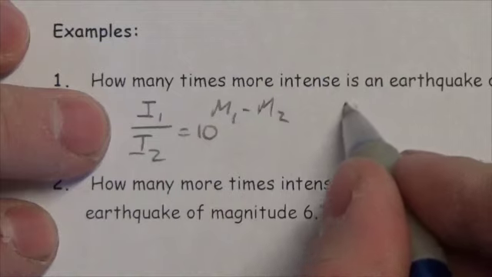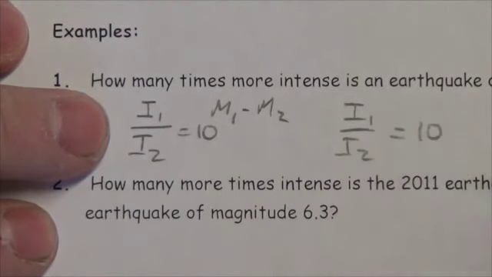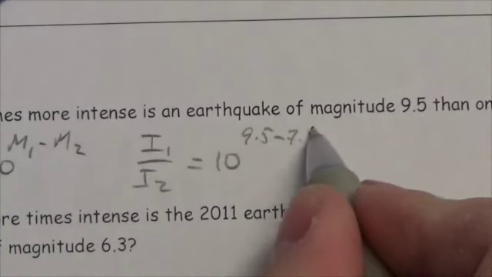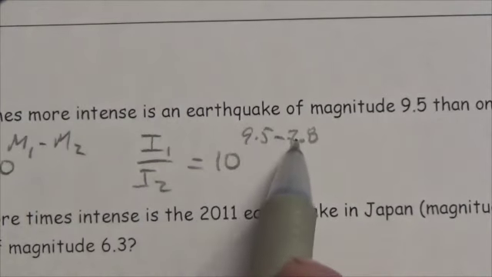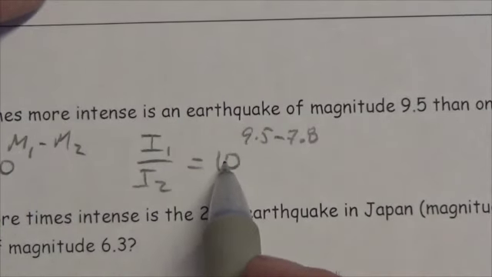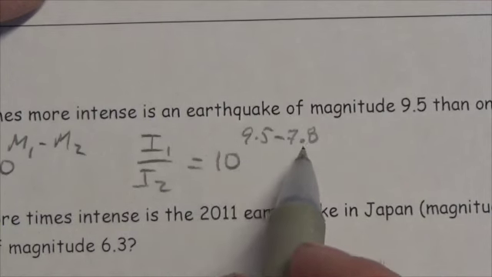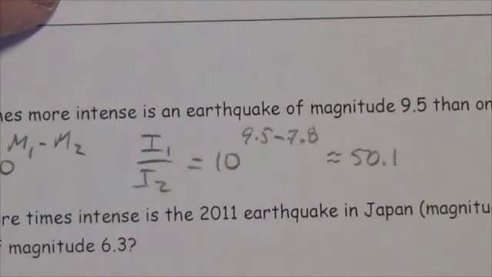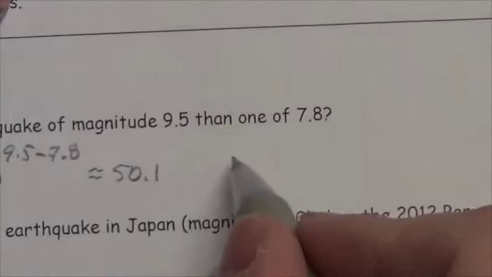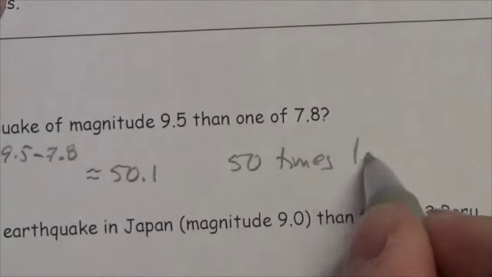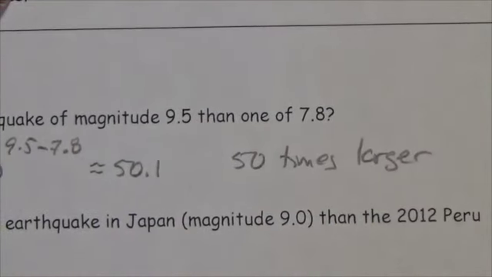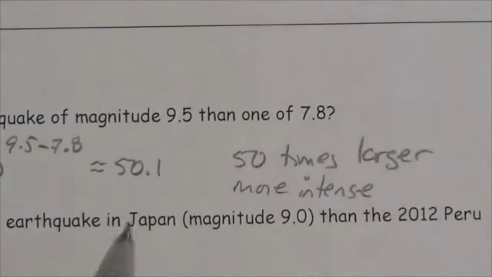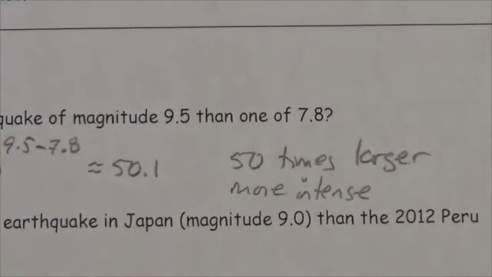In this case, the ratio of intensities is going to equal 10 to the power of the difference. The larger earthquake is 9.5, and the smaller earthquake is 7.8. We're going to figure out how many times more intense this one was than this one. So you just go to your calculator and plug in 10 raised to the power 9.5 minus 7.8, and you get approximately 50.1. In other words, it was 50 times more intense. 50 times more energy was released in the 9.5 earthquake than in the 7.8 earthquake.